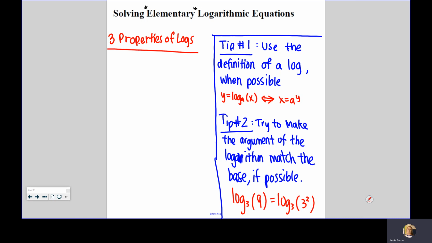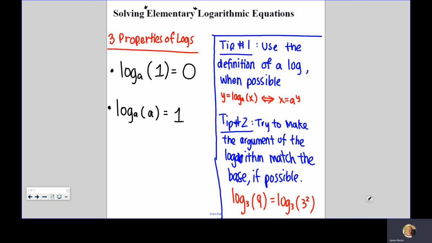Three very useful properties of logarithms. The first property says that log base A of 1, regardless of what the base is (log base 2, log base 10, log base A), is always 0. The next one says log base A of A equals 1.